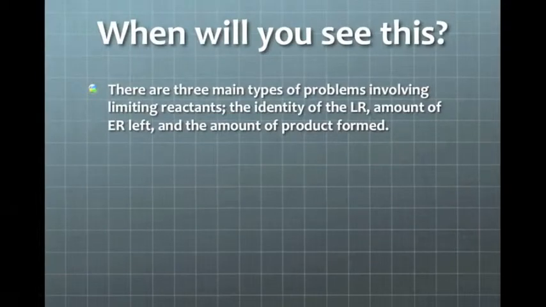When will you see this? There are 3 main types of problems involving limiting reactants: the identity of the LR, the amount of ER left, and the amount of product formed.